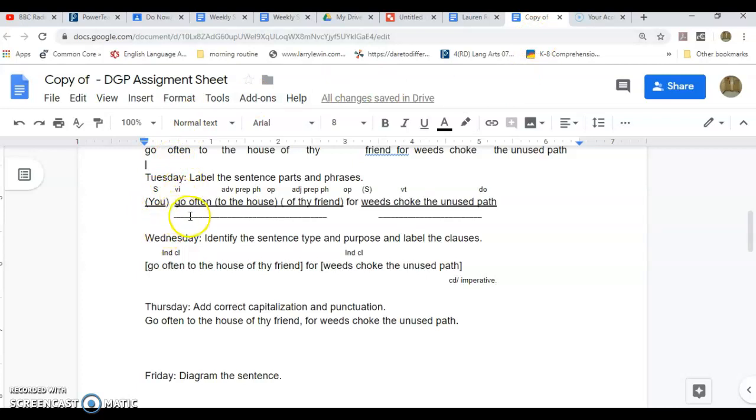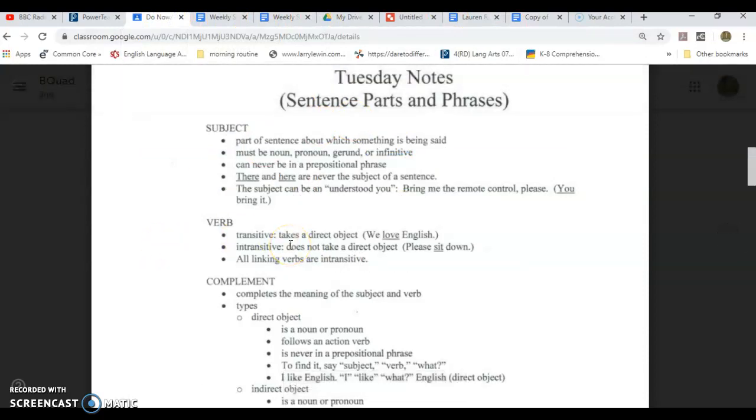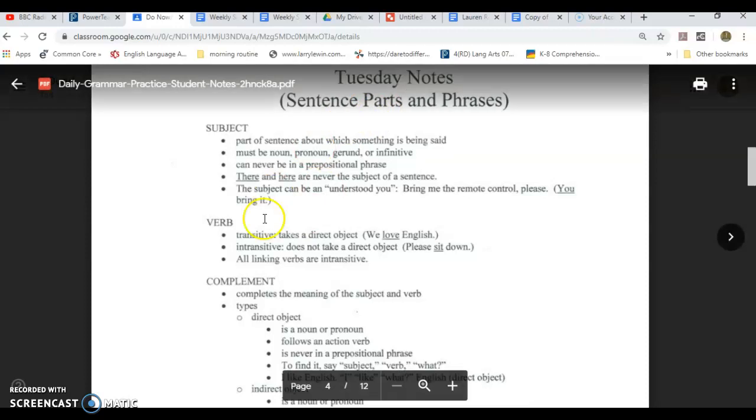Well, we also have to identify the verb. Well, Miss Bone, why do you have a VI right above the verb go? Great question. So what we're going to do is go back to our notes and figure out if the verb is transitive or intransitive. Transitive verbs take an object. In other words, you can say subject, verb, what. If there is an answer to the what, then it is transitive. If there isn't an answer to the what, then it's intransitive.